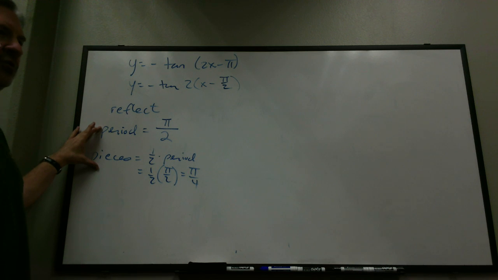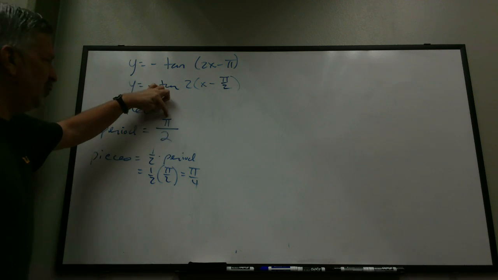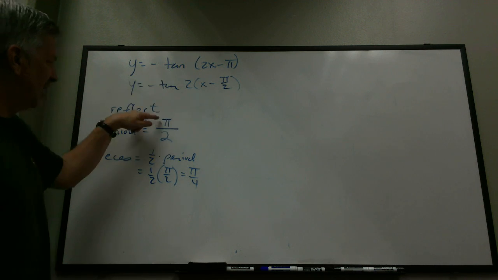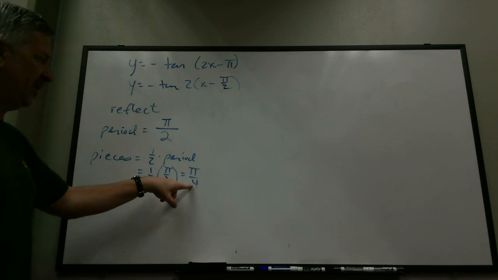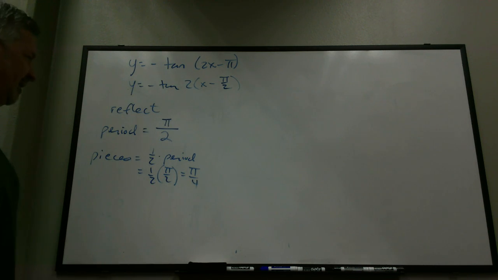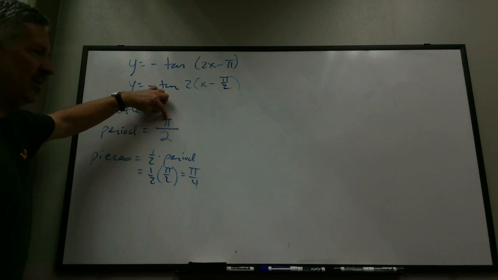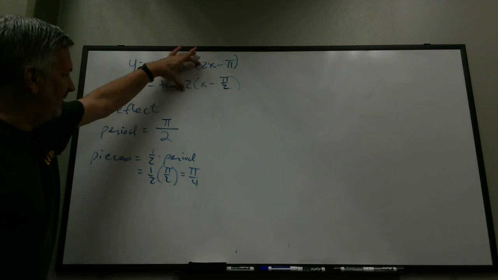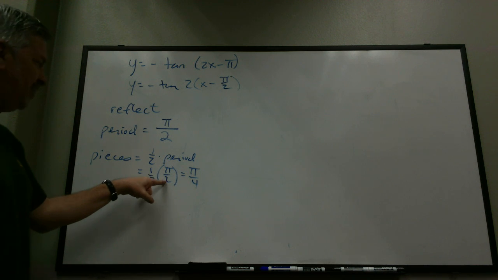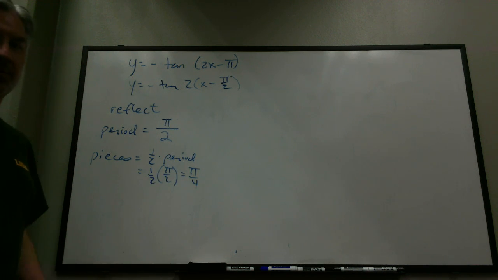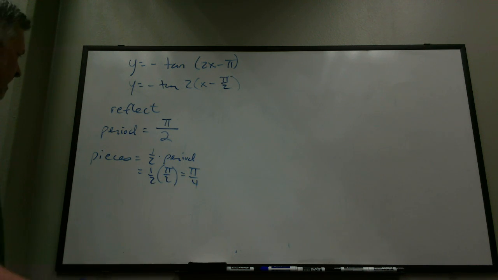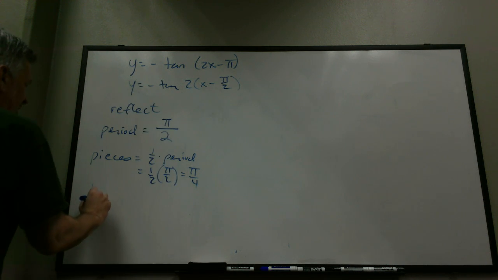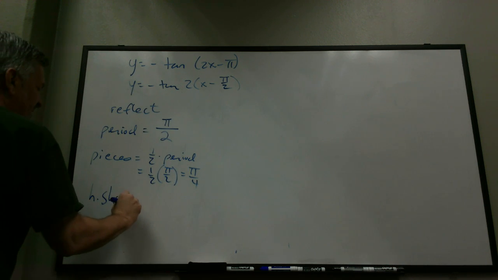So let me review. For sine and cosine, the period was 2 pi divided by b, where b was the coefficient of x, and we took a fourth of the period to get the pieces. For tan and cotan, we're going to take pi, the original period, pi divided by b, where b is the coefficient of x, and I'm going to take half the period to get the pieces because I'm only using 2 pieces here. Okay, so that's different. And again, there's no amplitude. That's another difference.